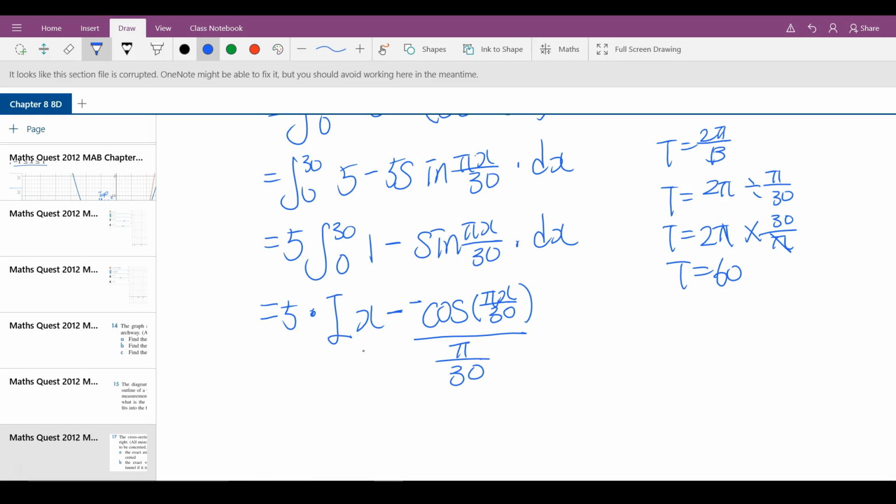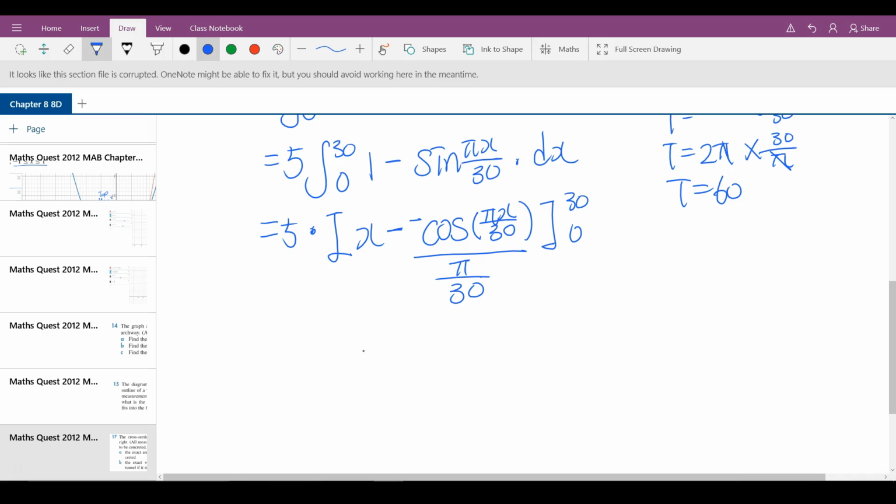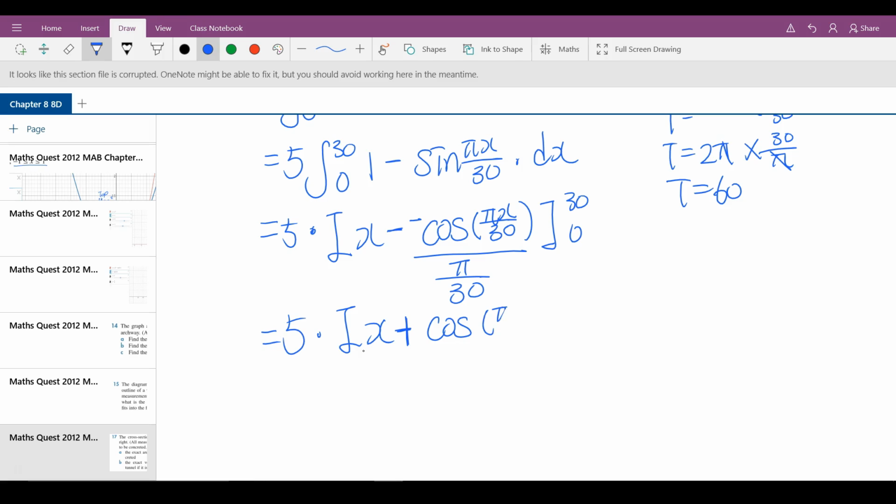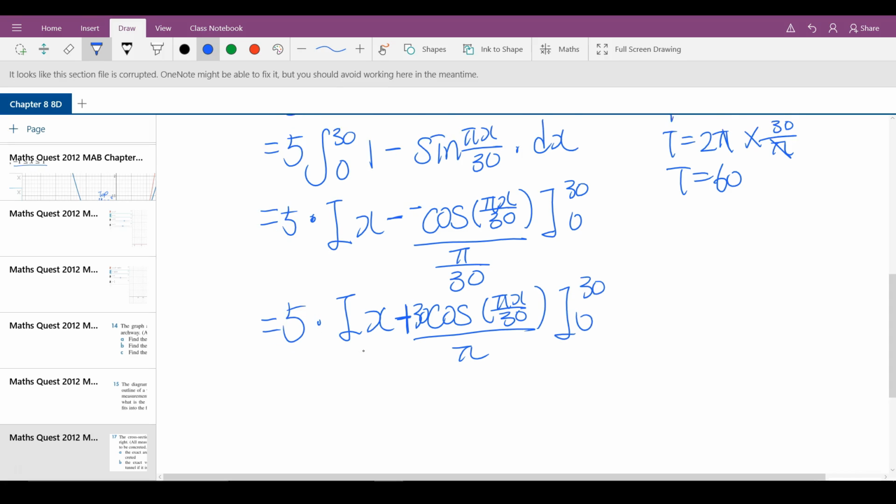Yeah, and then 0 to 30. Alright, let's tidy things up. This is 5 multiplied by x minus, become a plus, so cos pi x over 30 divided by pi over 30. Remember, it's just like multiplying by 30 over pi, so it gives you 30 cos over pi, 0 to 30. Alright, let's sub the things in.